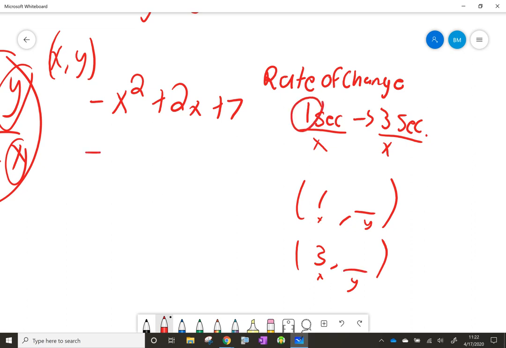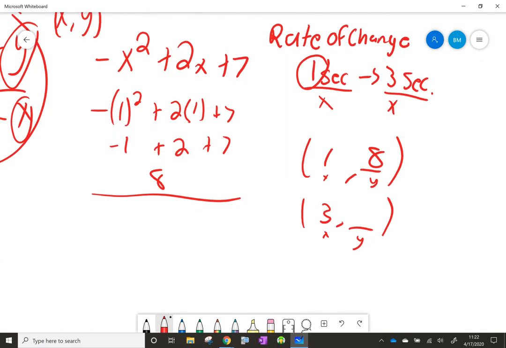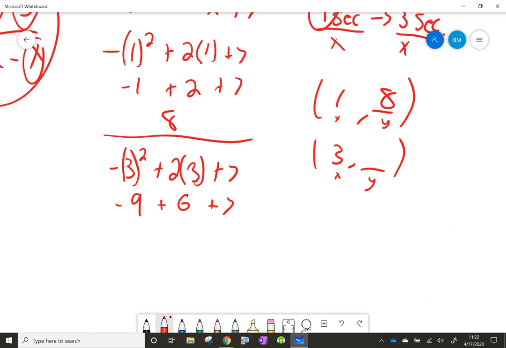So we're going to plug in 1. When we plug 1 in, we actually already did this in the past problem. This was, remember, negative 1 plus 2 plus 7, which comes to be 8. All right, and then we would also plug in the 3 for the next point. So when I plug in 3, this would be negative 9 plus 6 plus 7. So negative 9 plus 6 would be negative 3, and negative 3 plus 7 would be 4.